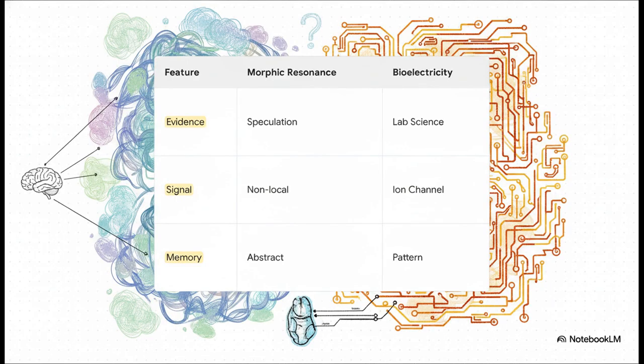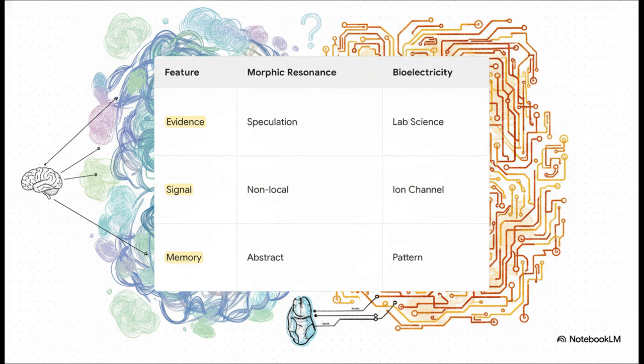When we look at the comparison, the winner for a true mechanistic explanation is absolutely clear. Sheldrake's theory relies on metaphysical speculation, invisible non-local fields, and an abstract cumulative memory. It's a beautiful metaphor, sure, but it's unverifiable. Levin, on the other hand, gives us peer-reviewed lab science.